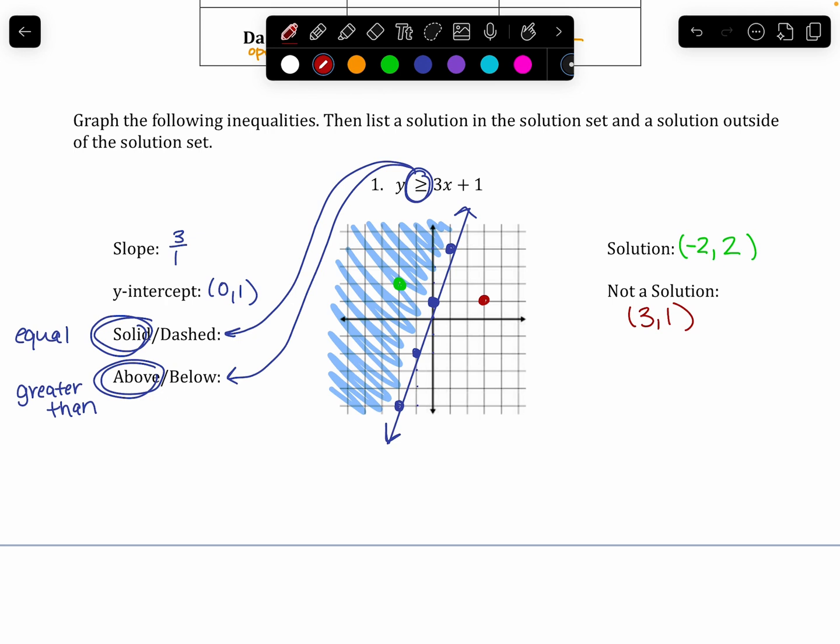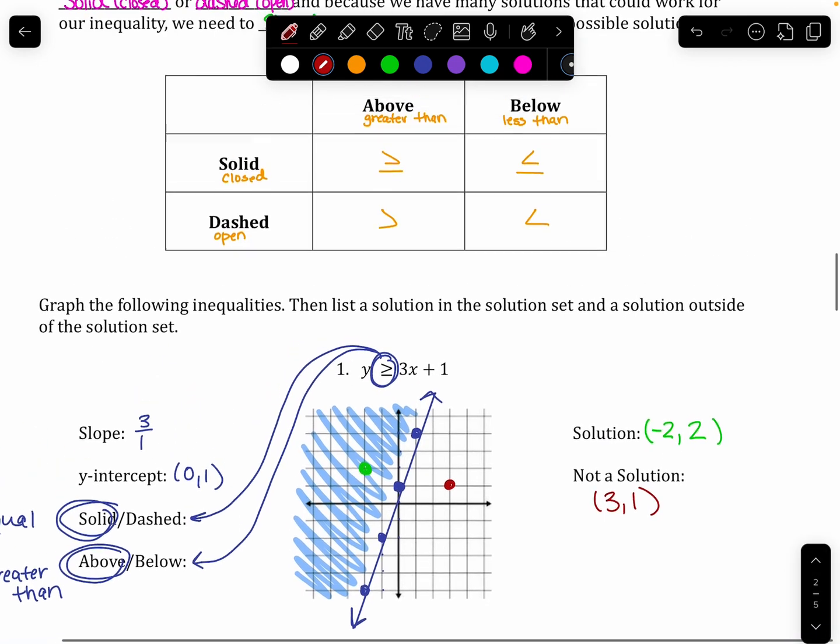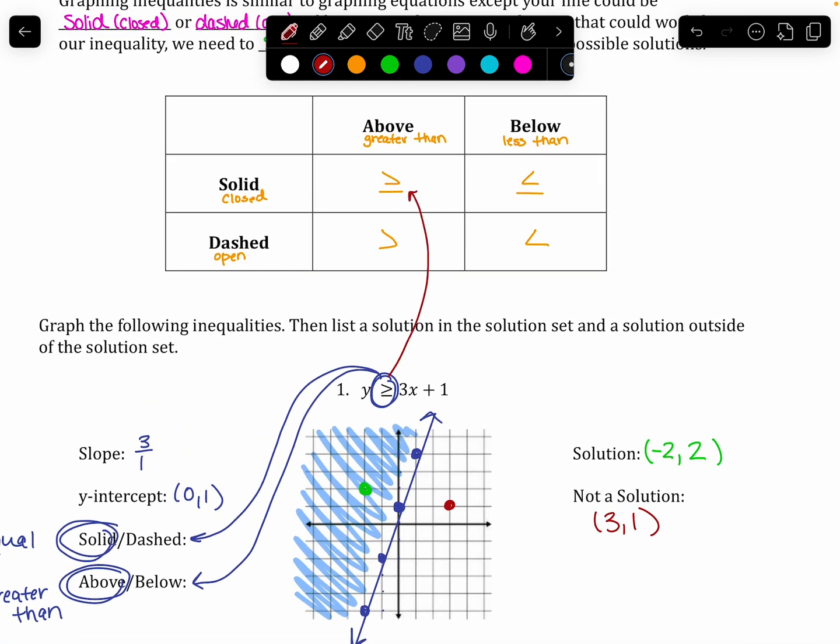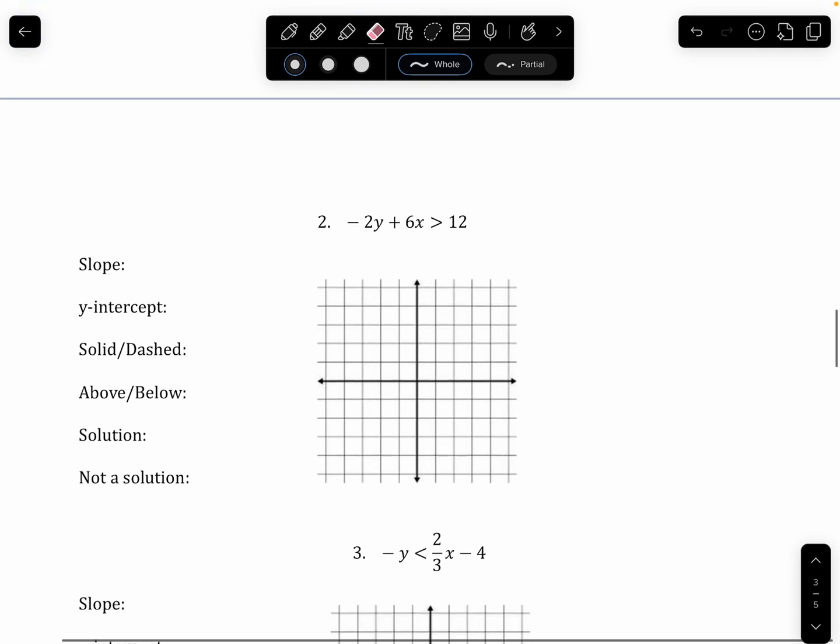Okay, so as long as you know how to graph a line, graphing an inequality is not that much different. We just have to know whether or not our line is solid or dashed, and if we are shading above or below. Okay, so when I look up here, remember that that is this. That sign is that. It was a solid line, and we did shade above. Okay.